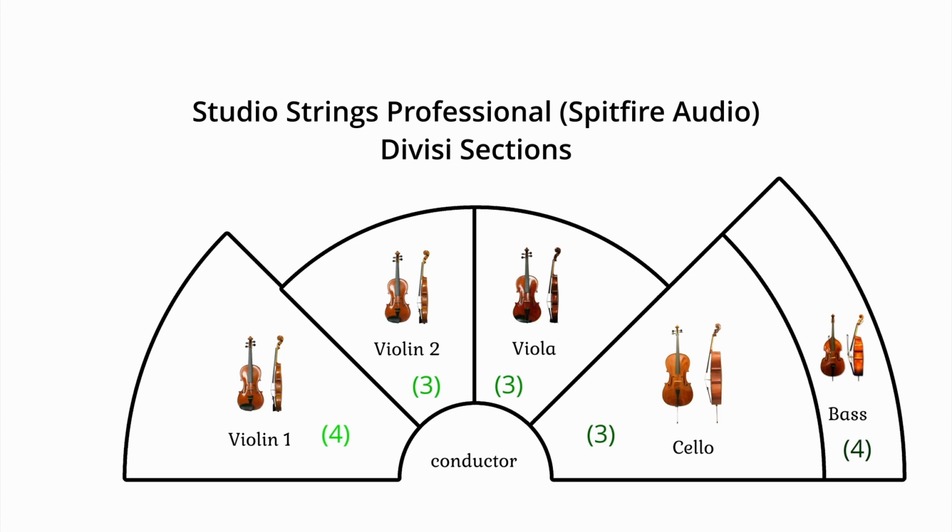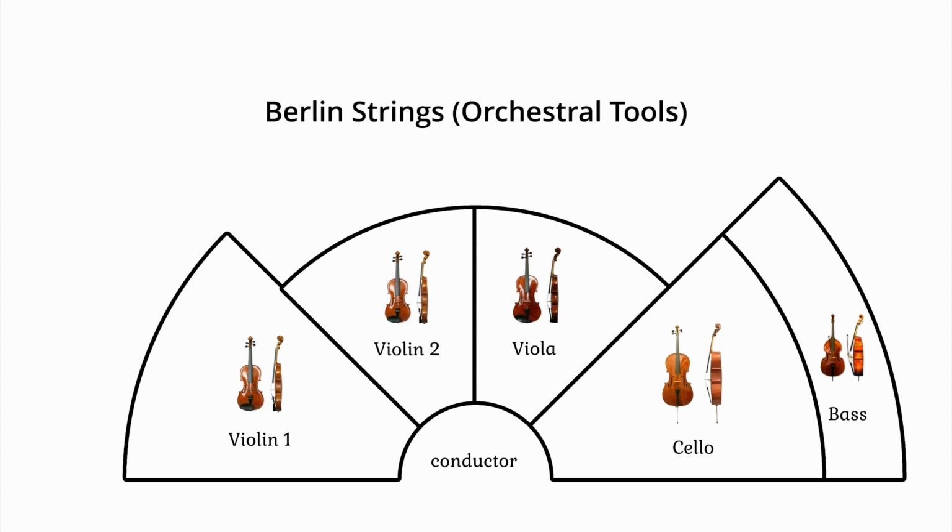Obviously, the recording space is much different, but you can still get a sense of the individuality of players and a more chamber orchestral texture. Next up is Berlin strings with 8 violin 1s, 6 violin 2s, 5 violas, 5 celli, and 4 basses.